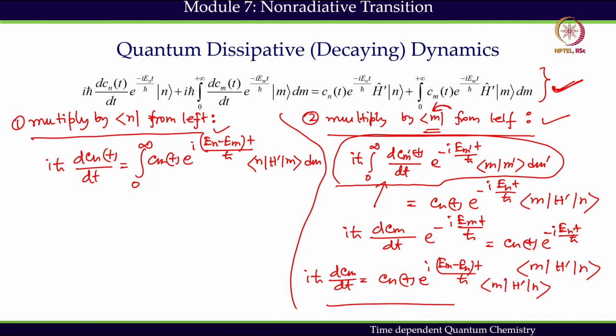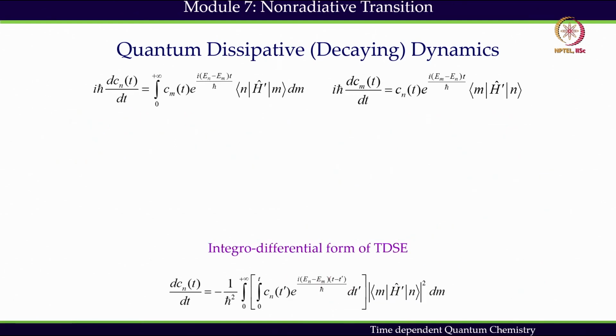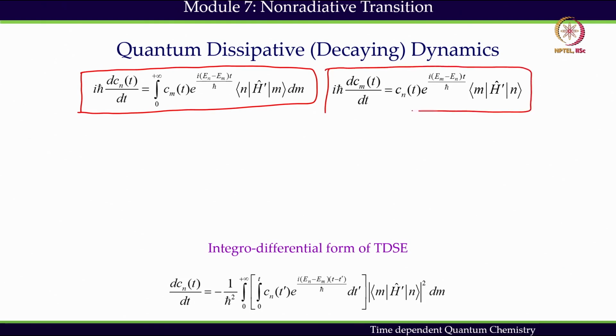So what we get finally after doing all these things, we get two coupled differential equations. One depends on the other. These are the two coupled differential equations we have obtained after inserting that initial trial wave function into the TDSE. And if we have these two coupled differential equations, the question is, how do I solve these two equations?